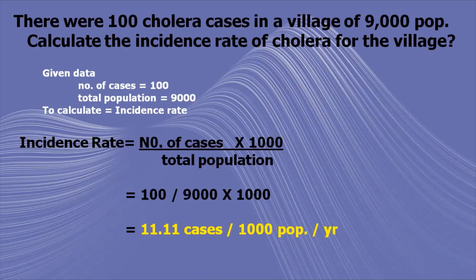But this question is very simple. Here number of cases are given, total population is given, and always calculate incidence rate per 1,000 population. When you do the calculation, write down your answer and write down the unit. So in this case, incidence rate will be 11.11 cases per 1,000 population per year. Like this, you have to calculate the incidence rate.